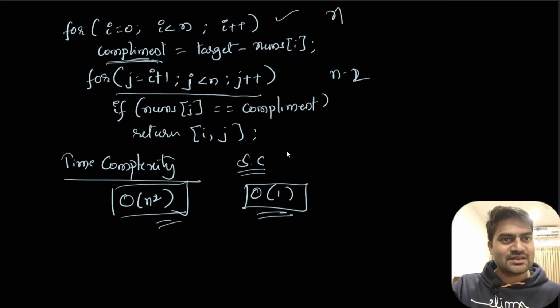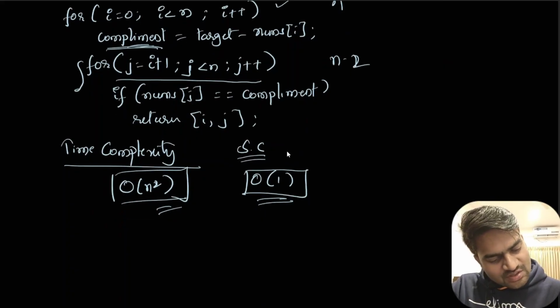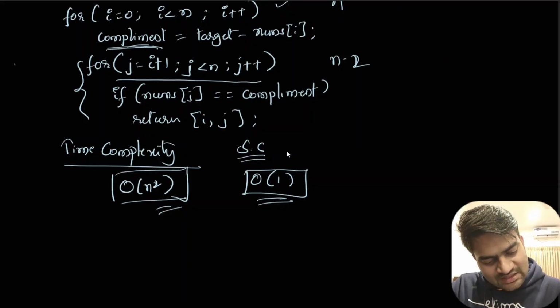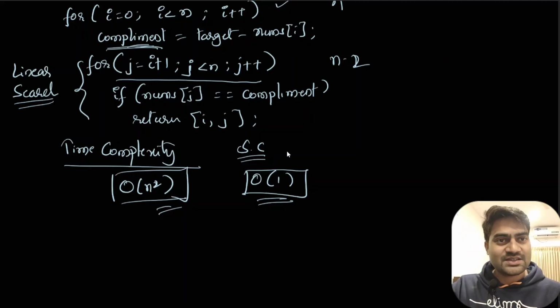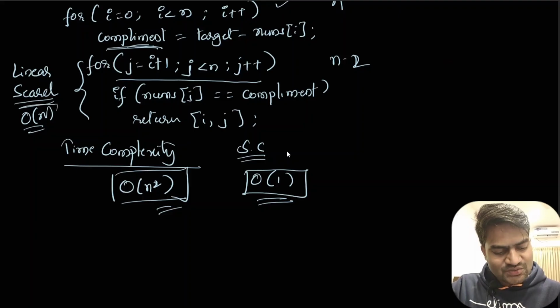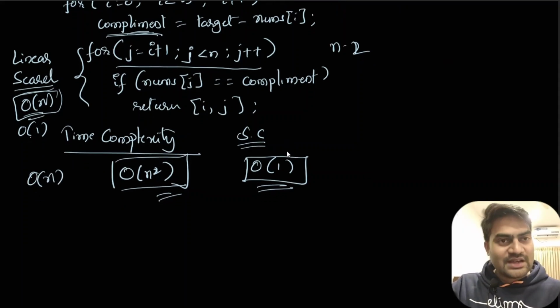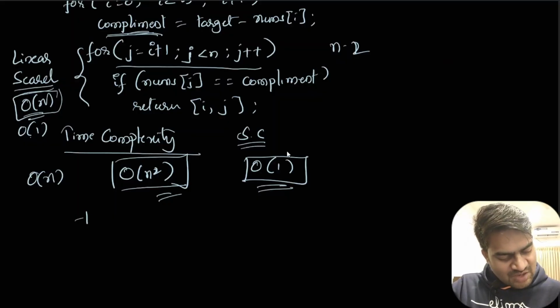But is there any better way? Let us try to find that. Here we are trying to search for the complement value, so basically we are doing a linear search, and linear search will always be of order n, correct? If we change this to order 1, then our entire solution becomes order n. So how can we do that? Let's use the hash map way.